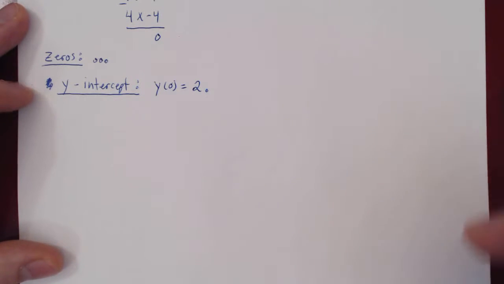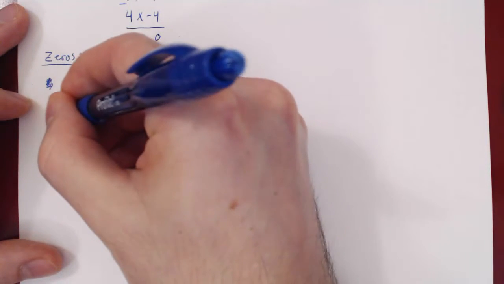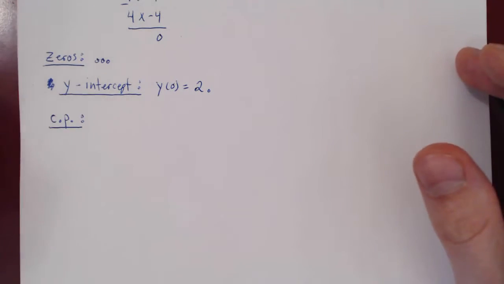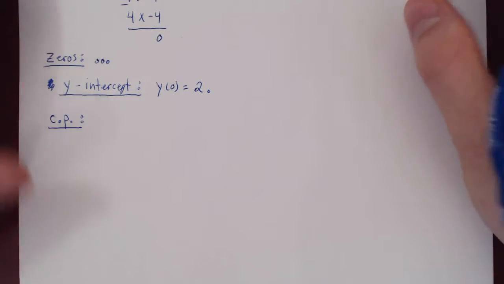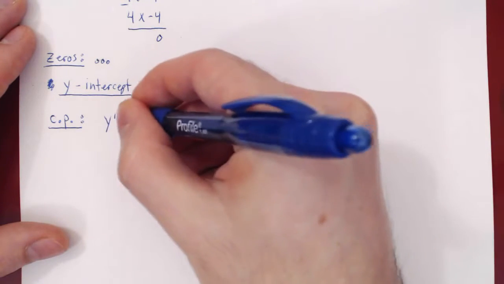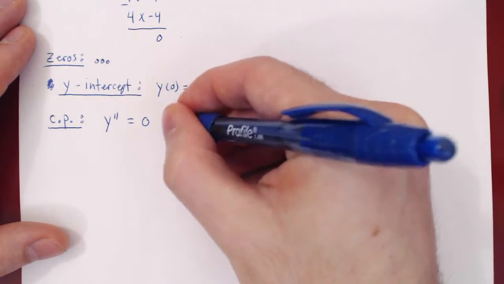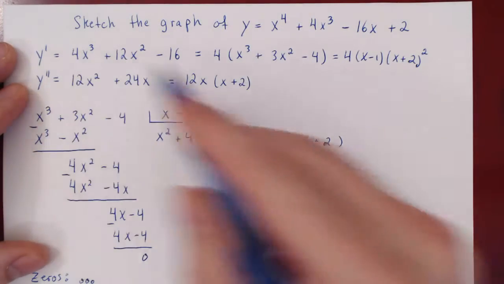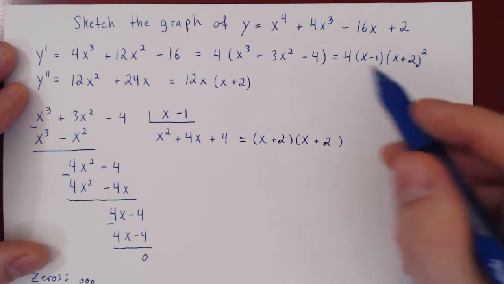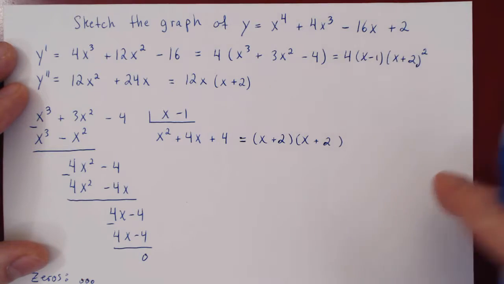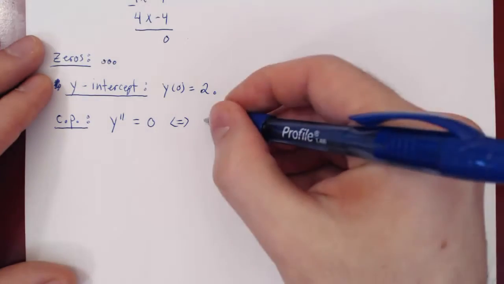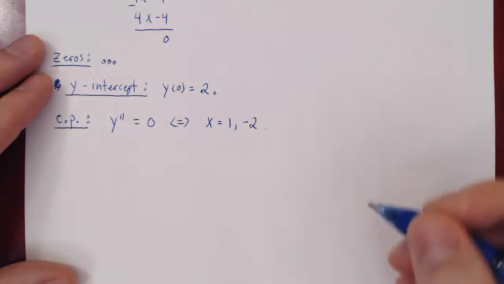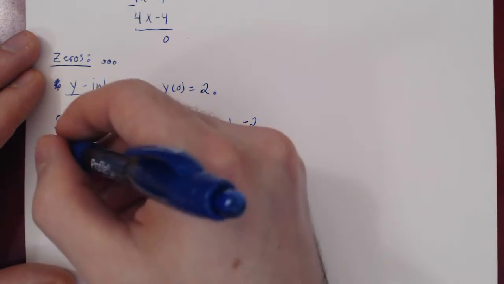Now let's look for critical points and inflection points. As always, I write CP for the critical points. Since the derivative is a polynomial, it never is undefined. So the critical points are values for which the first derivative is equal to 0, in this case. This will be easy to find since we have factored our first derivative. Y prime equals this. And this can only be 0 if x is equal to 1 or x is equal to negative 2. So we only have two critical points: x equals 1 or negative 2. What about possible inflection points?